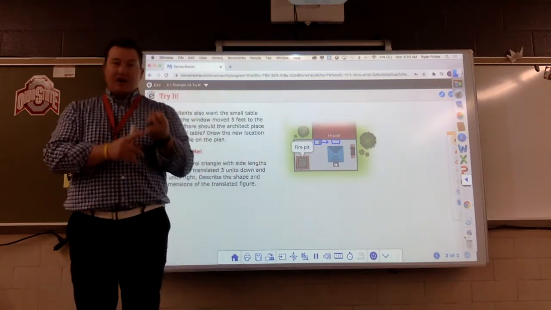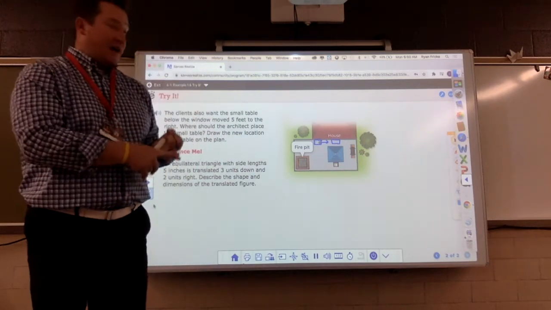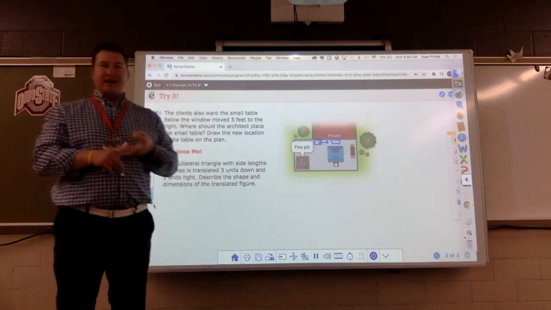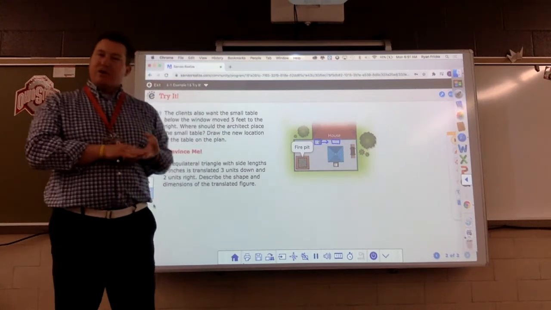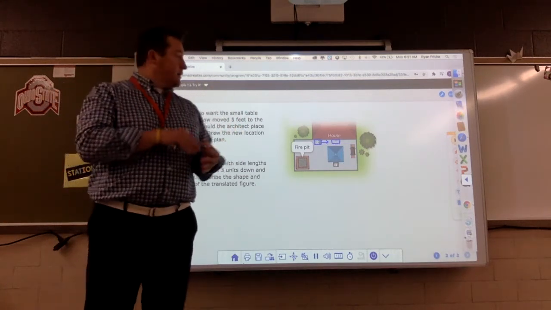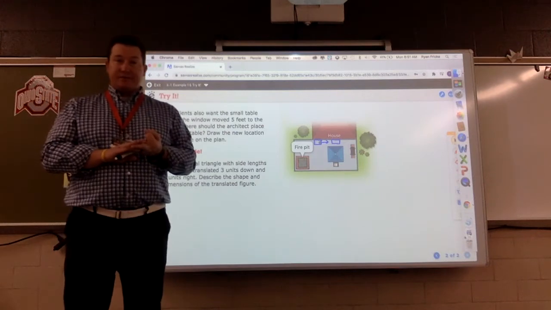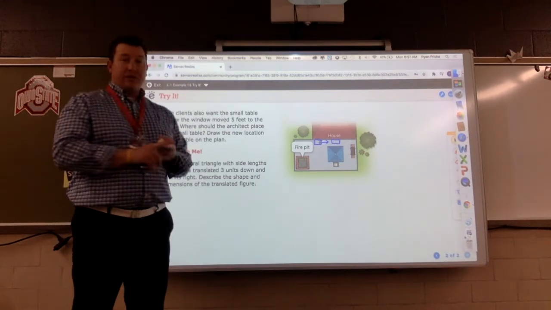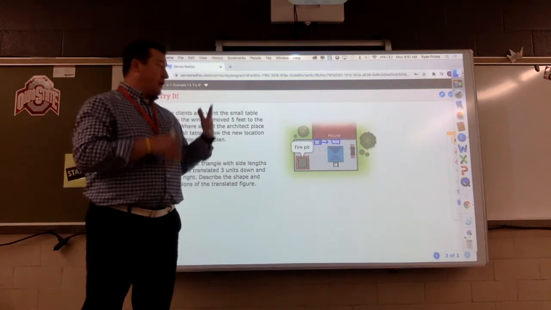Again, it's the same shape. It is the same size. It has the same orientation. That doesn't make too much sense to us right now because we don't know what that means, but we'll get there. Same orientation, and the only thing that's changed is its position, right, where it's located.